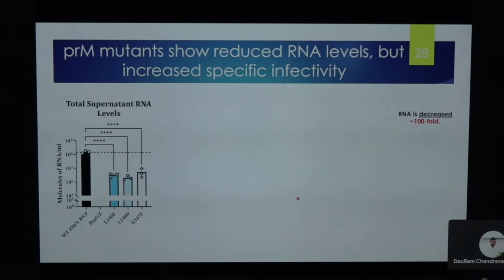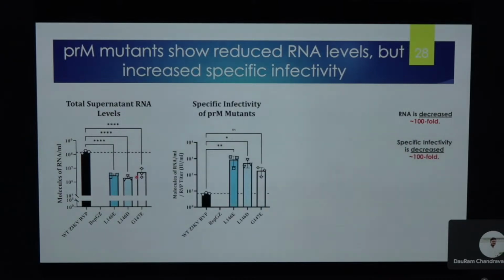We are able to show that RNA is actually decreased by 100-fold within these purified virus particles, so these mutant particles. And when we look at a phenomenon called specific infectivity, which refers to the number of particles needed to produce a plaque, we can show that wild type here requires about 10 particles for every plaque to form, whereas these mutants require nearly 1,000 particles.